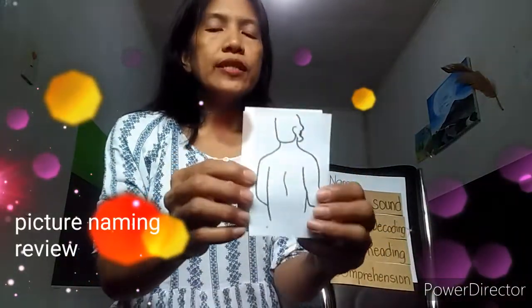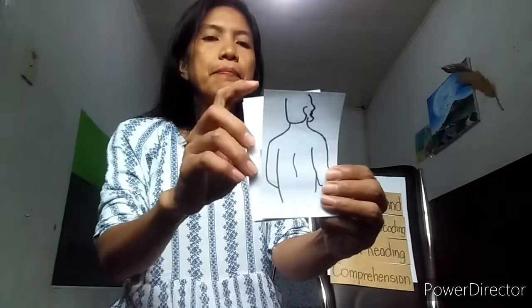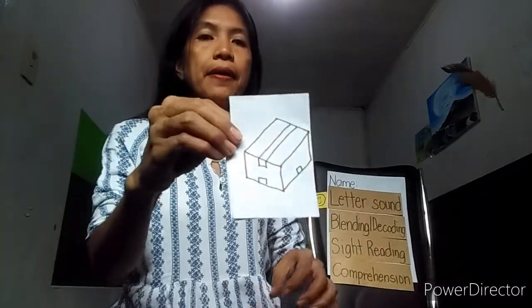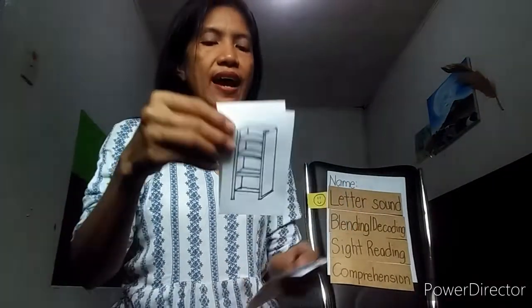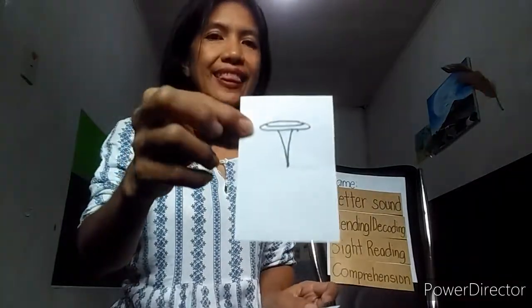And I'll show you the picture of the words that we have for today. Let's have this. What is this? This is back. And this one? It's sack. This one? Rack. And tack. Very good. Let's play here.